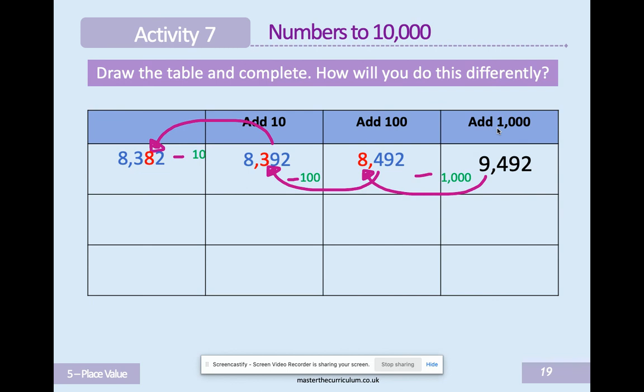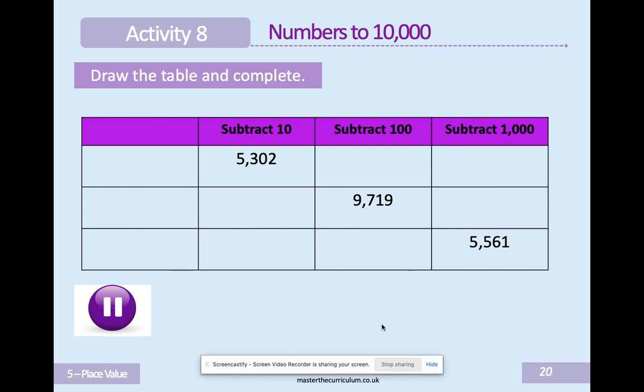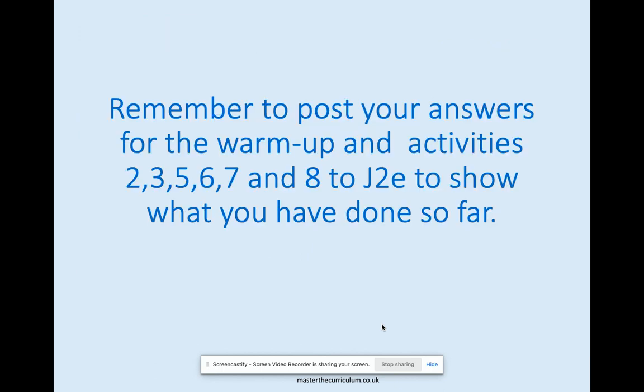Now it's your turn. Pause the video and have a go at these next 2 numbers. Remember, you have to do addition and subtraction because we do not start in the first column. Activity number 8. Again, draw the table and complete. I'm going to let you do this one completely on your own. Pause the video now and do your working out. Well done. Remember to post your answers for the warm-up and the activities number 2, 3, 5, 6 and 7 and 8 onto J2 Launch to show you how far you have done.